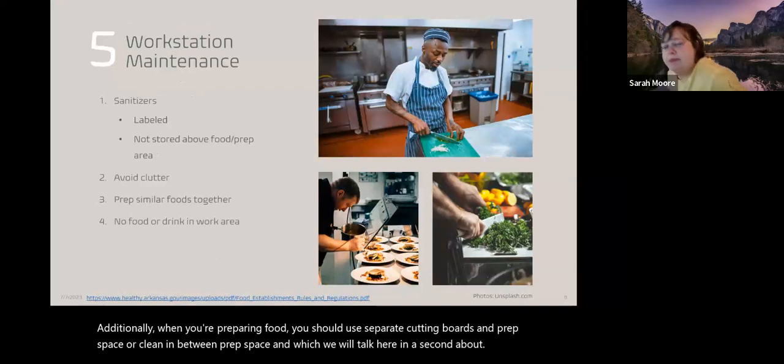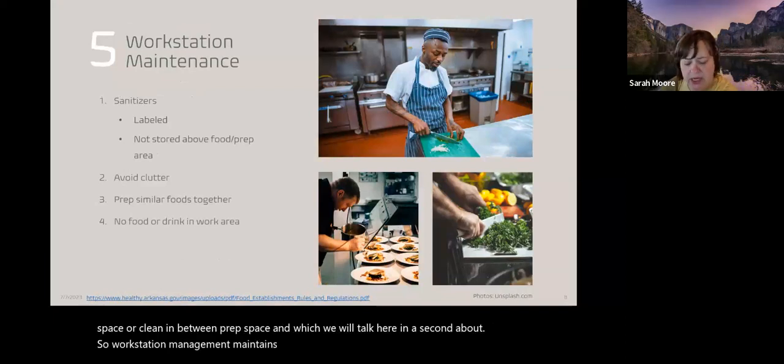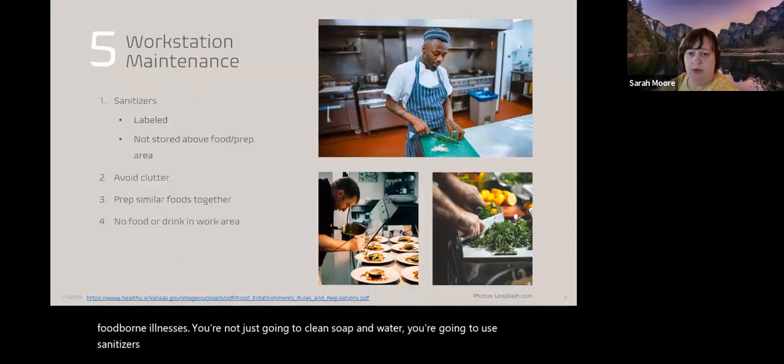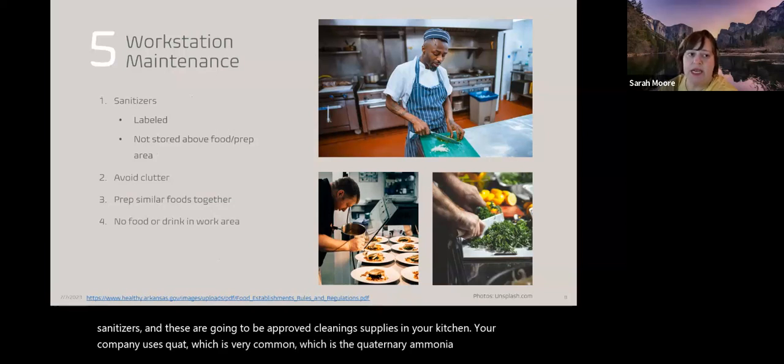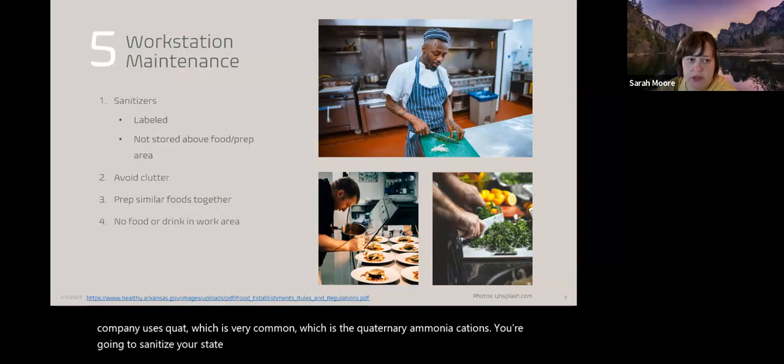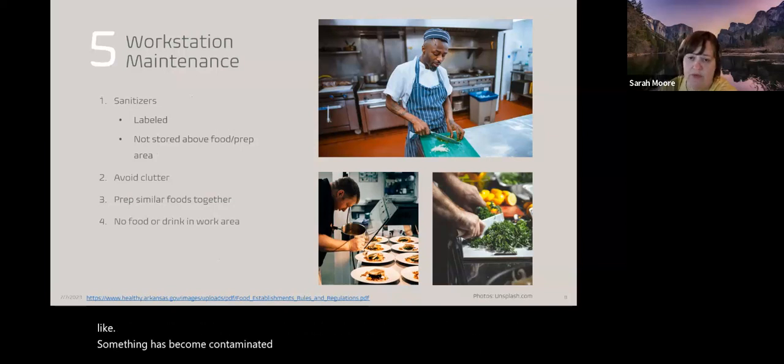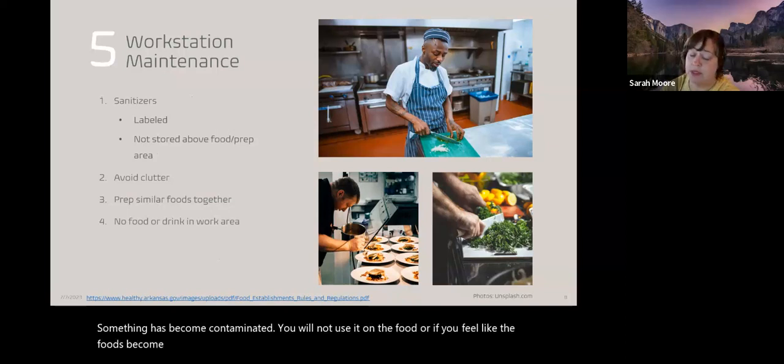So workstation management, maintenance, that's a huge component to preventing foodborne illnesses. You're not just going to clean with soap and water, you're going to use sanitizers. These are going to be approved cleaning supplies in your kitchen. Your company uses QUAT, which is very common, which is the quaternary ammonia cations. You're going to sanitize your stations before you use them and do any food prep. During, if you feel like something has become contaminated, you will not use it on the food, or if you feel like the food has become contaminated with the cleaning solution, you trash it and you start over.